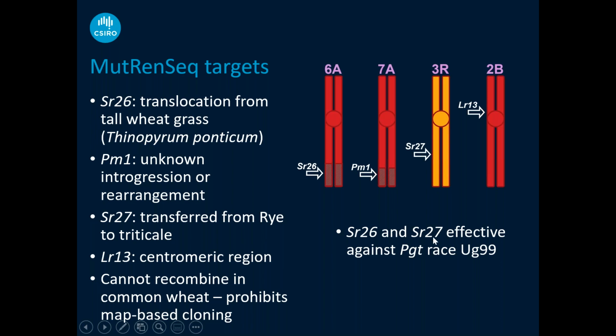And I should note that SR26 and SR27 are effective against UG99, which is a particularly threatening race of stem rust that emerged in the 90s. That had overcome most resistance genes deployed at the time. So cloning these genes is very important for future food security.